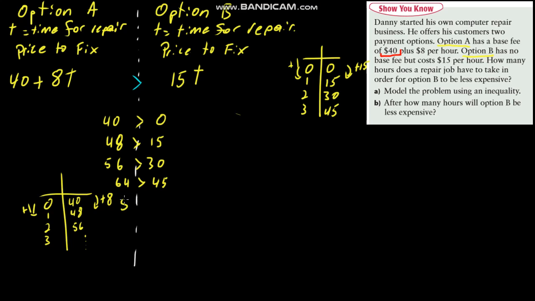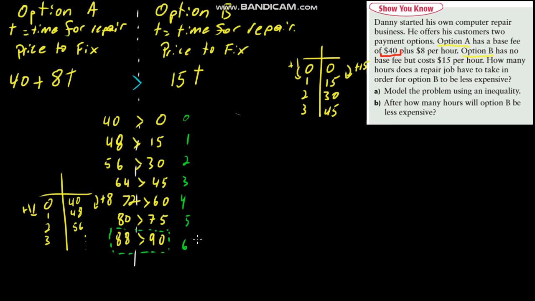Add another 8. 72. 72 is going to be larger than 60. Add another 8 here. 80 is larger than 75. And it should be at this stage where we see something happen. Add another 15, and we get something to happen right here. We see that between 0, 1, 2, 3, 4, 5, and 6, between the 5th and 6th hour, it seems that option B is becoming more expensive than option A.